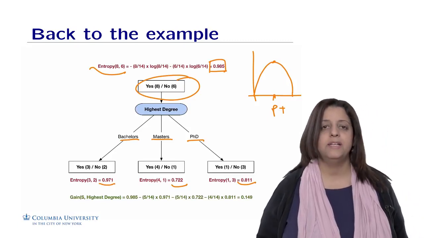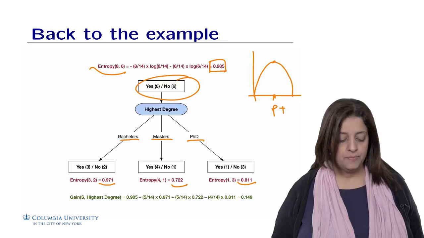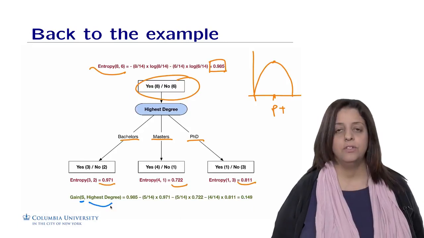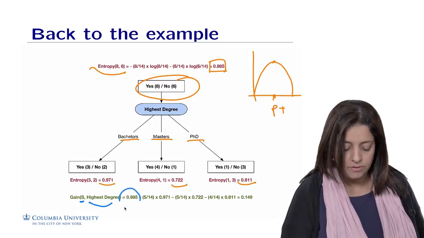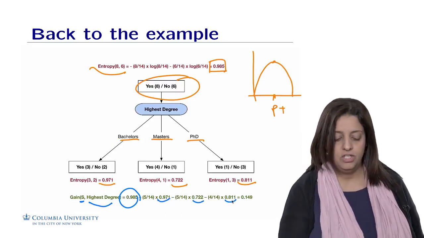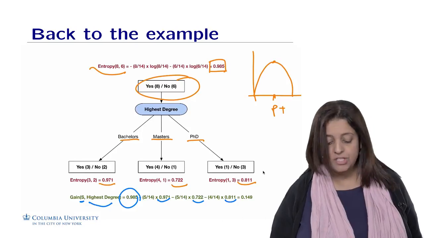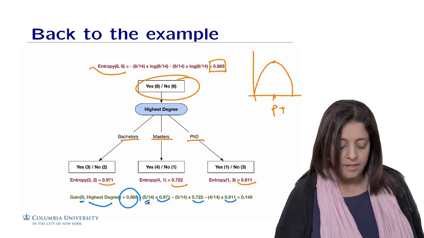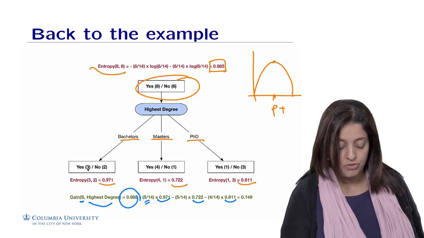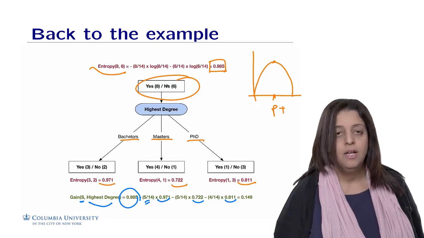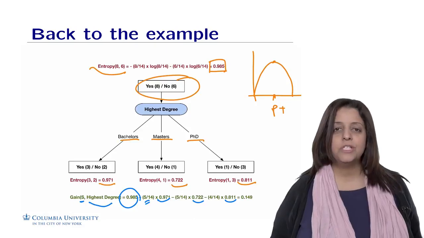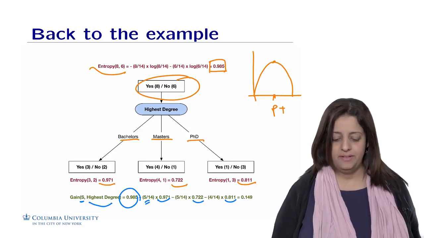Now that we have calculated the entropy at each of the nodes, we're going to see how much gain we obtain by splitting the root based on this feature. So the gain at the root node based on the feature highest degree will be equal to the entropy at the root minus the entropy at each of the children, each of which is weighted by the proportion of the number of examples divided by the total number of examples. For the first node, for example, we have 5 examples among the 14 examples initially. This gives us a gain of 0.149, which corresponds to how much we gain if we split by this feature.